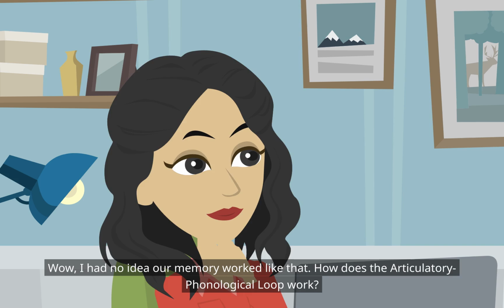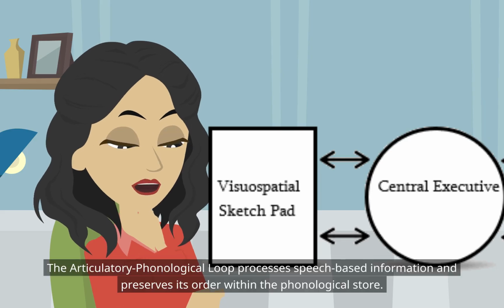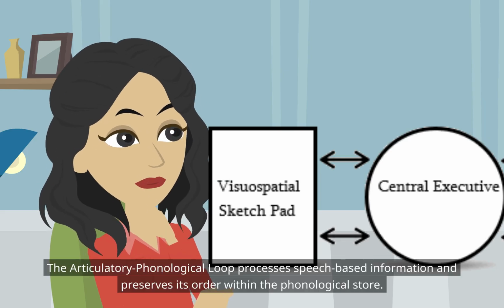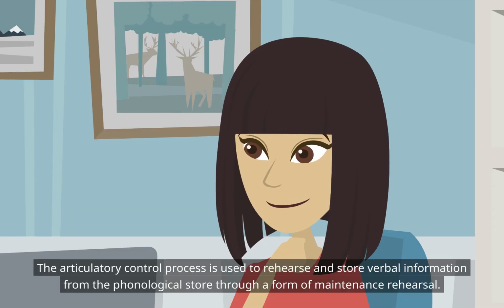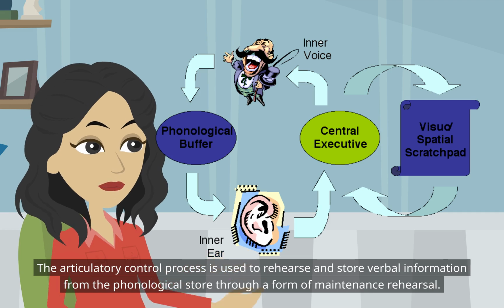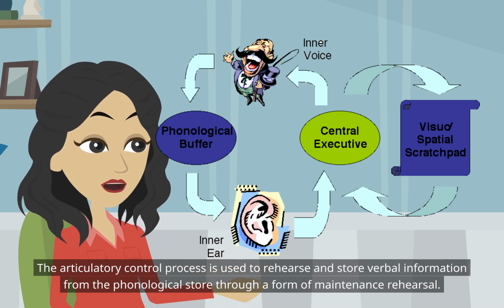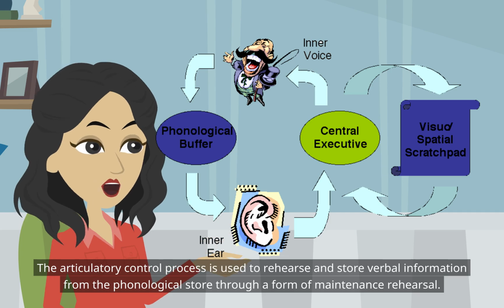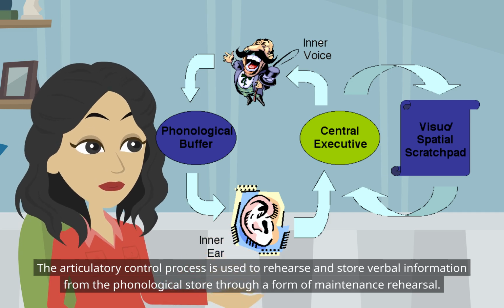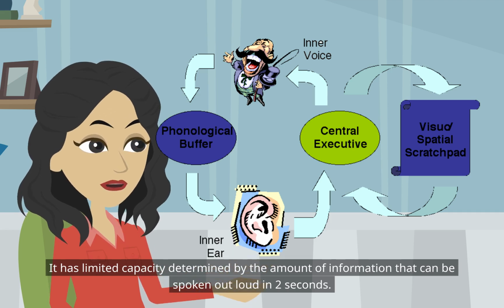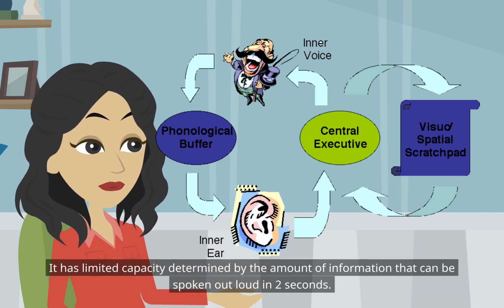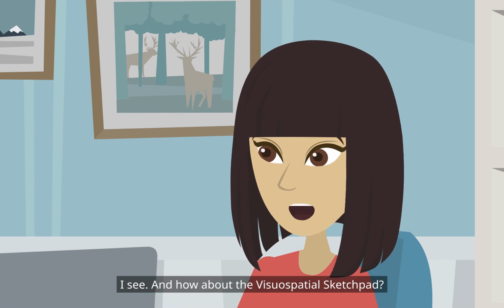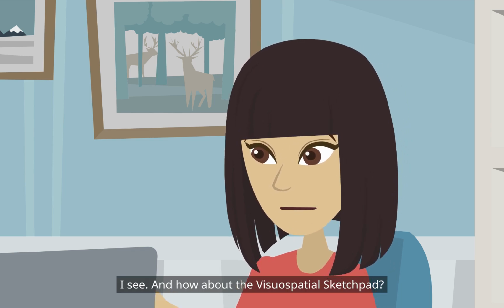How does the articulatory phonological loop work? The articulatory phonological loop processes speech-based information and preserves its order within the phonological store. The articulatory control process is used to rehearse and store verbal information from the phonological store through a form of maintenance rehearsal. It has limited capacity determined by the amount of information that can be spoken out loud in 2 seconds. I see. And how about the visuospatial sketchpad?